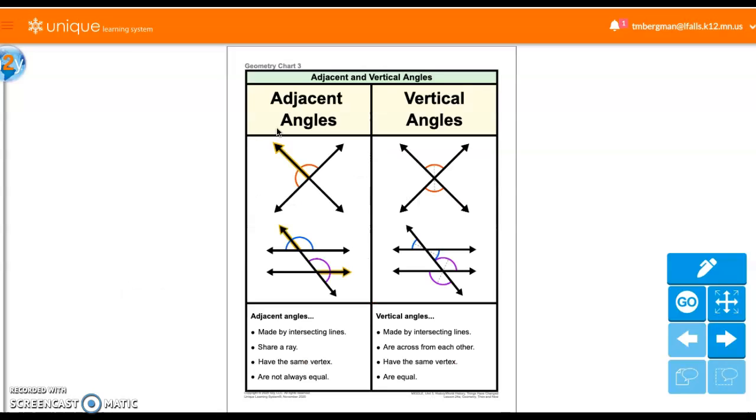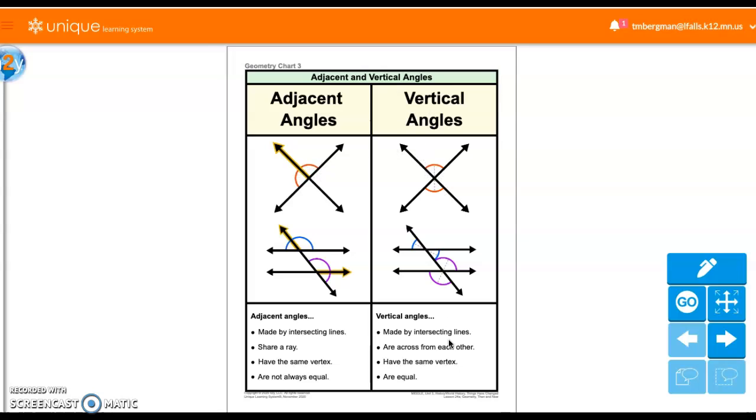Okay, let's see what else we have. We are now going to be talking some more about angles and geometry, but we're going to be talking about adjacent and vertical. So an adjacent angle means that they're connected. Do you see how this line doesn't stop? These two right here, this blue and the purple, they share a ray, so they share a line, okay, but they are not always equal amounts, and they can be touching.